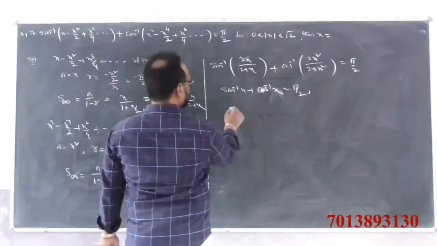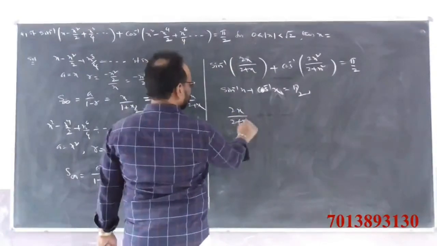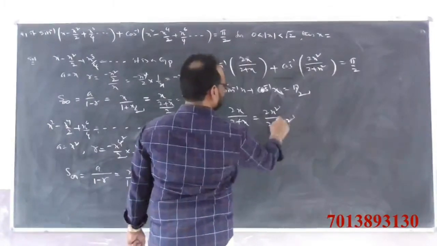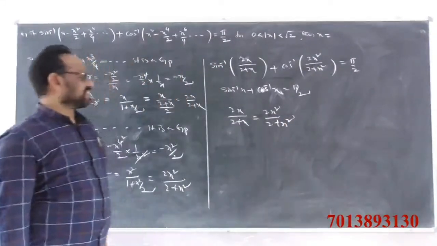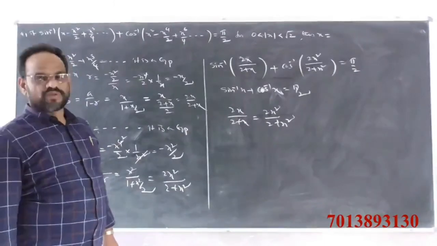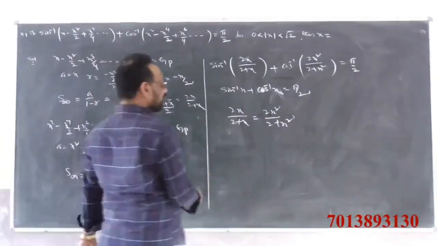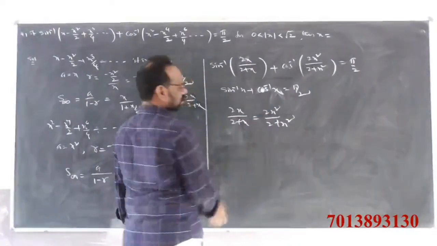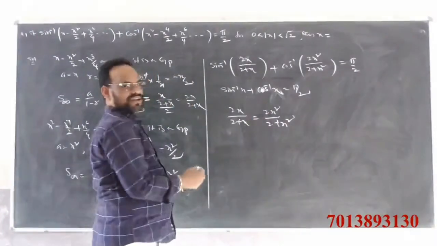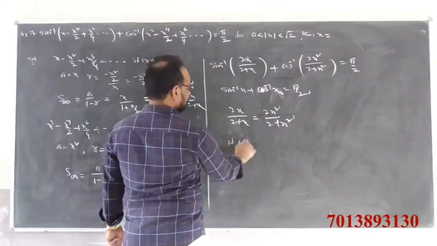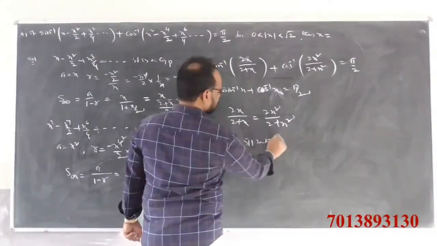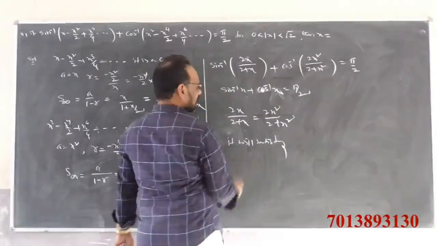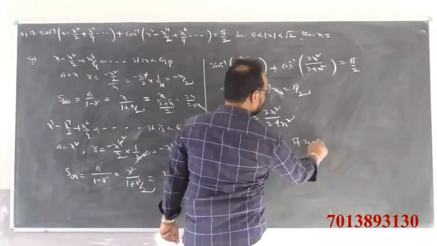So from this, 2x by 2 plus x is equal to 2x square by 2 plus x square. Clearly, 2x by 2 plus x equals 2x square by 2 plus x square. It will satisfy only if x is equal to 1.